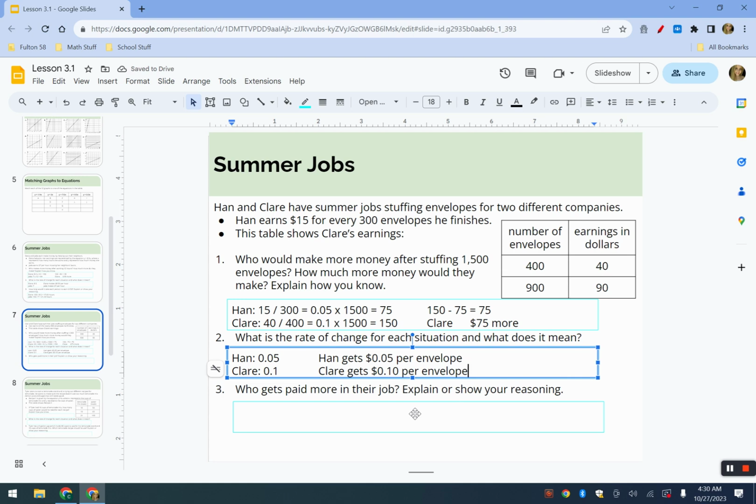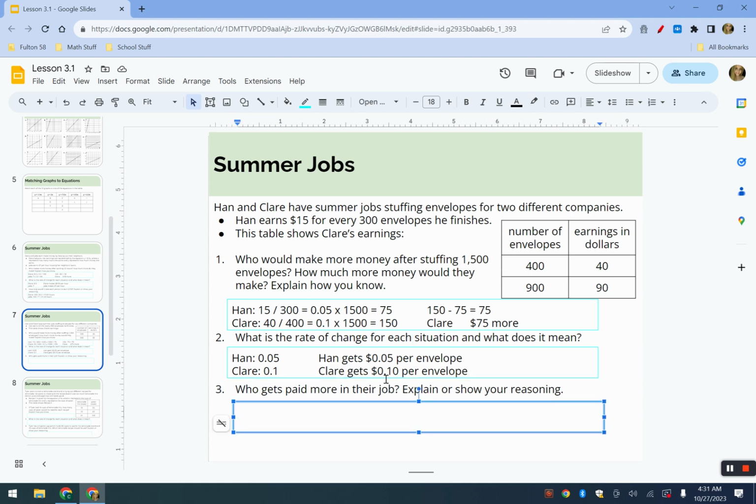Now we want to know who gets paid more in their job. Well, that's going to be Claire. And that is because she's paid actually double. She's paid twice the amount that Han is paid.